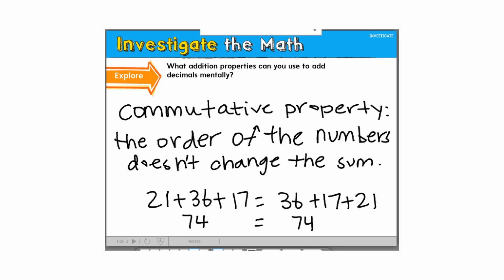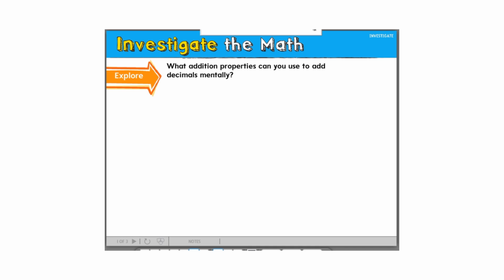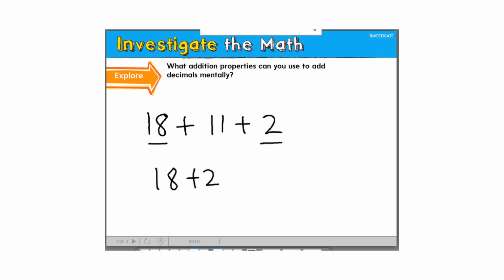So here's an example. This is kind of what I was saying. What if I have numbers like this? If I were trying to do this addition in my head, wouldn't it be easier to add up this number and this number together first? Because that makes 20. Are you following me? So this is where the commutative property comes in, because I could instead add it up like this, 18 plus 2 and get 20, and then add 11 and I would get 31.